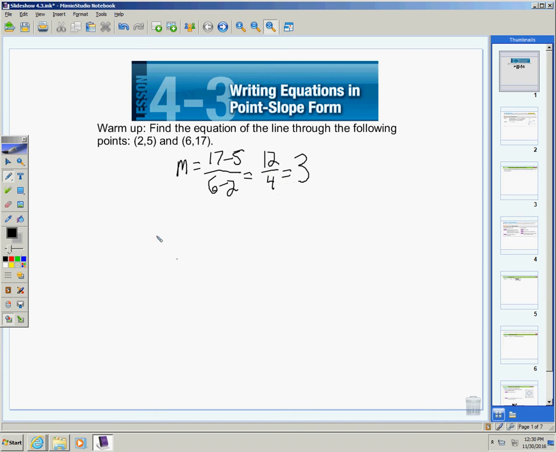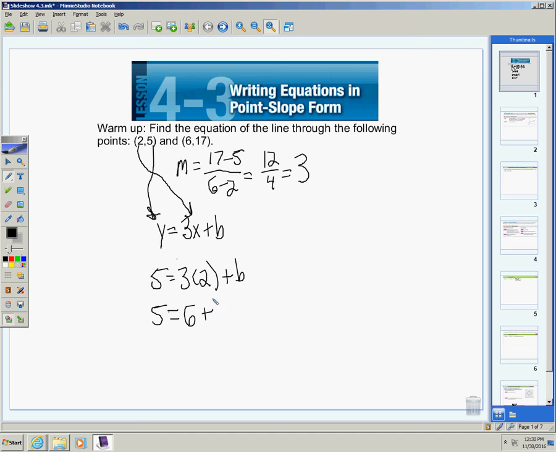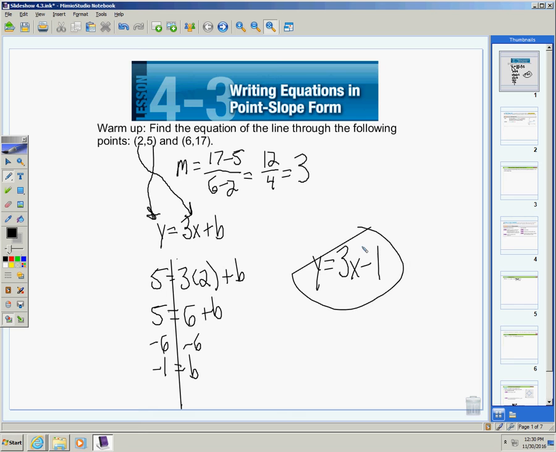And then I would use my slope-intercept form, y equals 3x plus b. Now I take one of my points and plug them in for x and y. So I get 5 equals 3 times 2 plus b. 5 equals 6 plus b. Subtract 6 from each side. Negative 1 equals b. And once I know that, I can write my equation y equals 3x minus 1. Hopefully an easy review over what we did in the previous lesson.